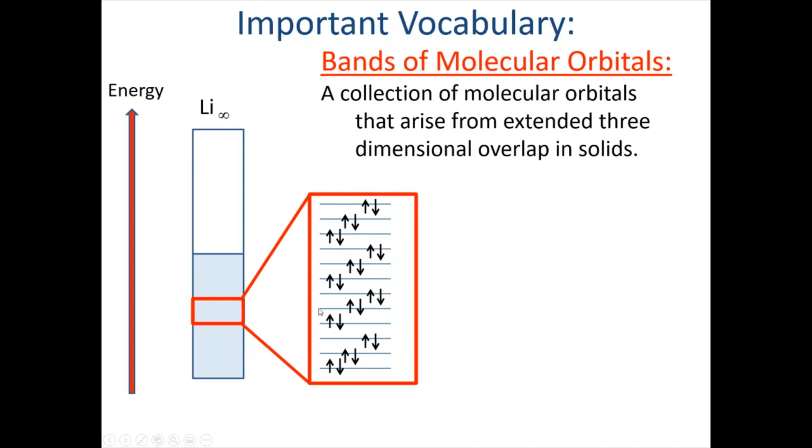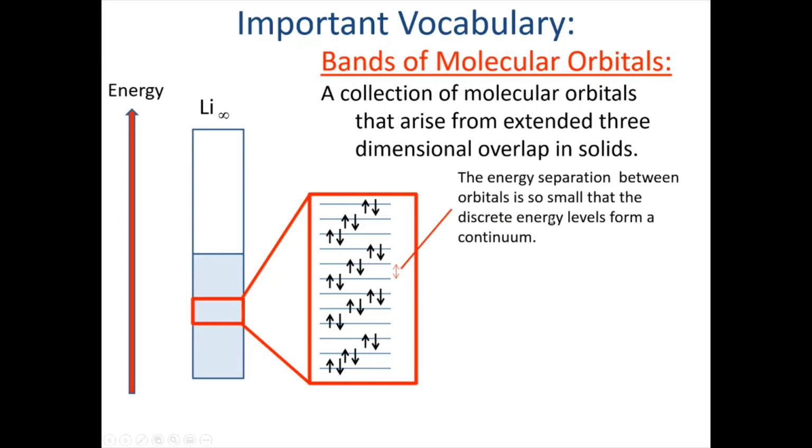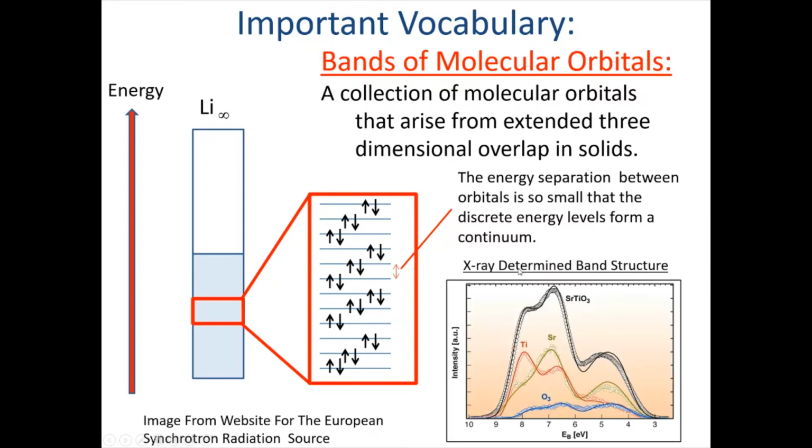So each one of these little lines is a molecular orbital, but they're very, very close together, almost infinitesimally separated in energy. Because remember, as we increase the number of electrons, we decrease the spacing. So the energy separation between orbitals is so small that the discrete energy levels form what we call a continuum. So there are energy levels, but they're so packed together that it almost is like a continuum of energy levels.